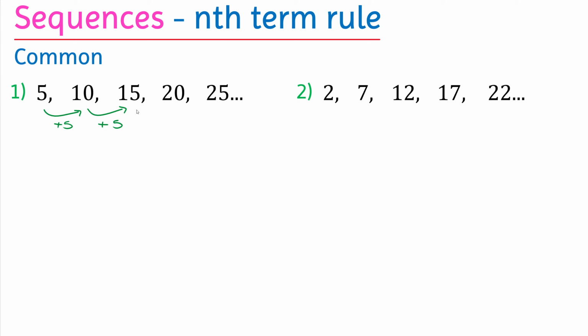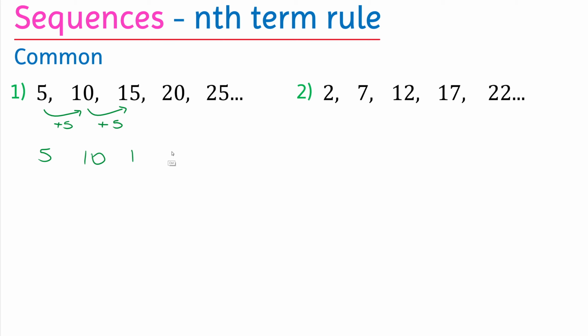Maybe one more time would be okay, just to confirm. But if these add 5s are consistent with each other, then things are going well. Now, let's have a think. What sequence do we already know where we add 5 each time? Well, the 5 times table. 5 times table, well, that goes 5, 10, 15. Oh, wait, this is the 5 times table.